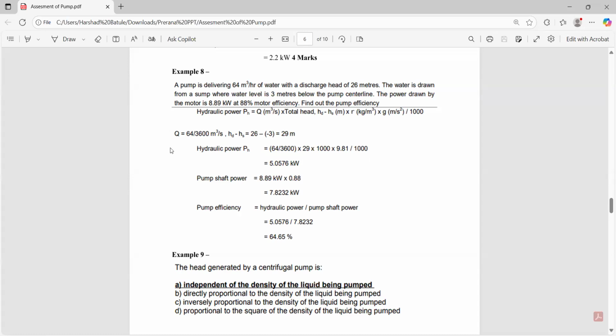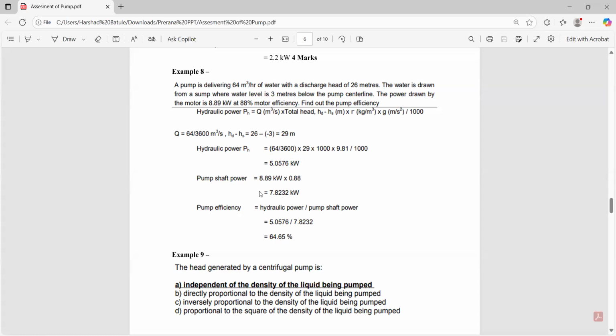So your flow rate is given. Your total head is 26 meter as discharge head, and the sump level is 3 meter below the center line, meaning 26 minus of minus 3. So 29 meter would be the total head. Hydraulic power would be 64 divided by 3600 times 29 times 100,000 times 9.81 divided by 1000. Hydraulic power would be 5.0576 kilowatt. Pump shaft power would be 8.89 kilowatt times 0.88, which is 7.8232 kilowatt.